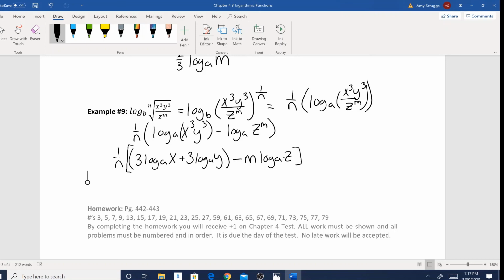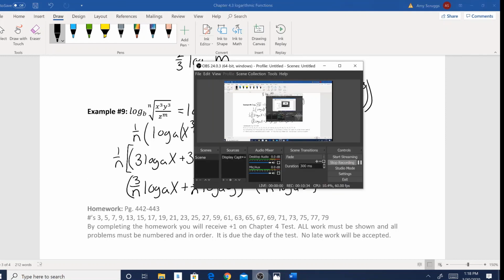Okay, and then last but not least here, I just kind of want to clean it up. It's almost like I'm going to be distributing that 1 over n to everything inside of these parentheses. So we're going to have 1 over n times 3, which is just going to be 3 over n log a x plus 3 over n again log a y. Now I'm going to keep all this in parentheses because there was that subtraction portion to this. However, the 1 over n does go with m as well. So this is m over n log a z, and we're done. Now that one is fully expanded.